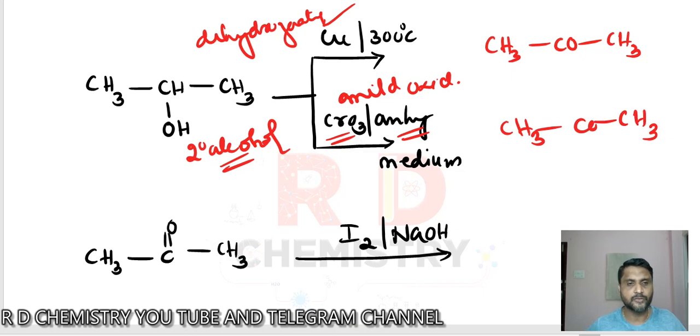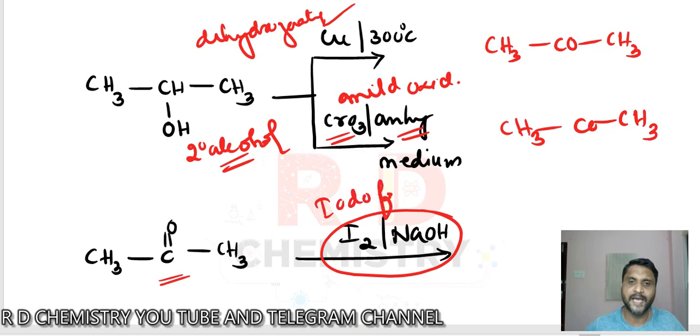Okay. Next one, we have acetone with iodine and sodium hydroxide. This is the iodoform reaction, or in general the haloform reaction. For the haloform reaction, the compound must contain the CH3CO group.